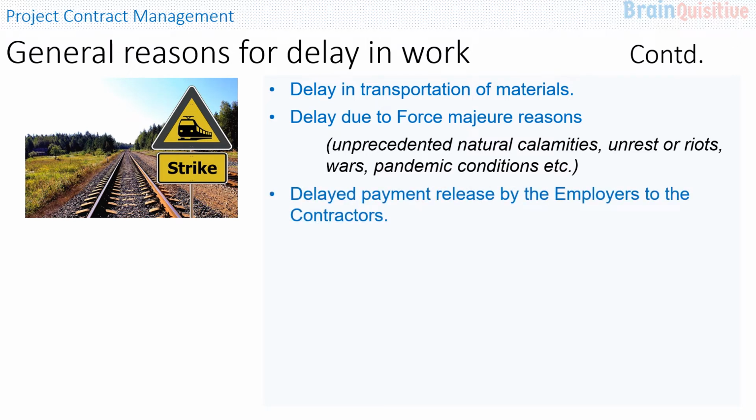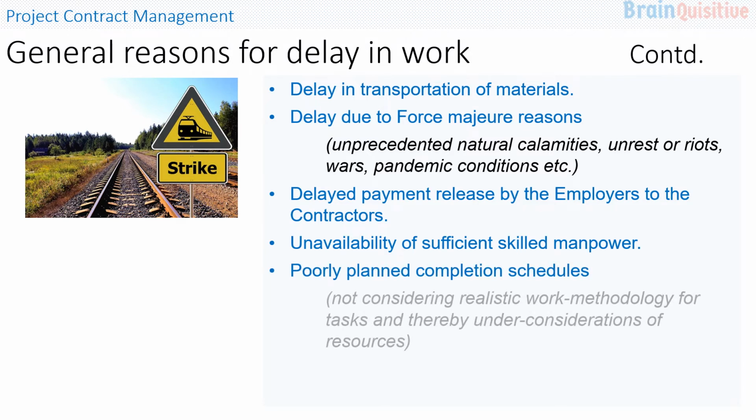Delayed payment released by the employers to the contractors is another reason for which the construction work delays in a project. Unavailability of sufficient skilled manpower, which is a prominent problem across the construction projects. Poorly planned completion schedules, in which realistic work methodology for tasks is not considered, and thereby under consideration of resources happens.